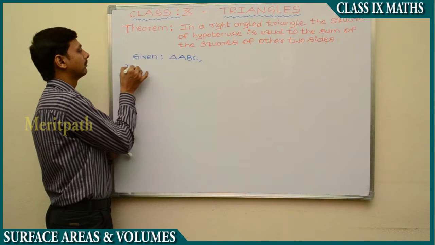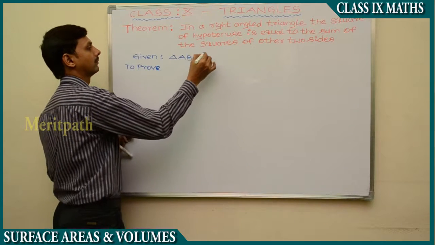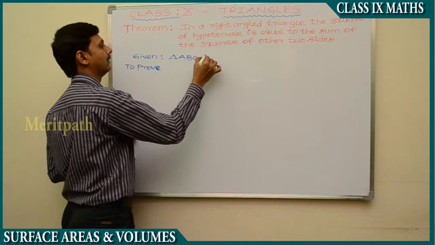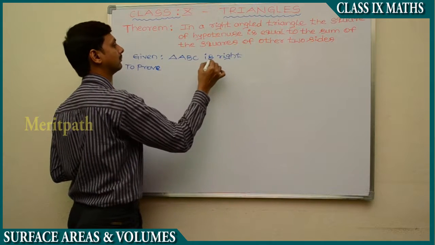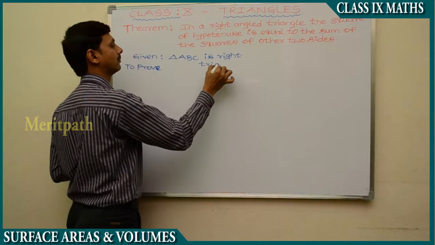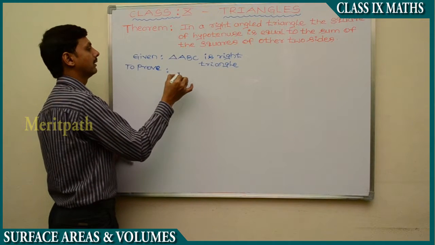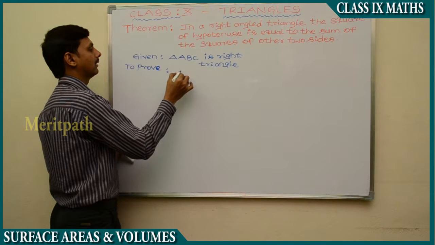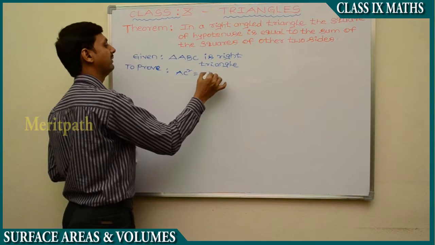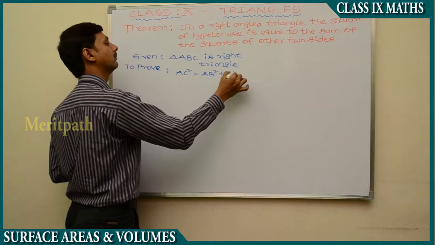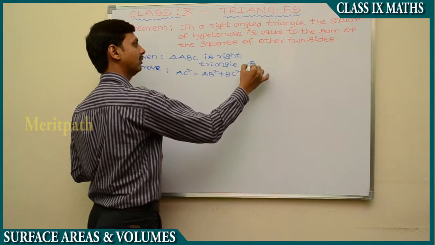So to prove, ABC is a right-angled triangle. So to prove, AC square is equal to AB square plus BC square, and angle B is a right angle. Angle B is equal to 90 degrees.